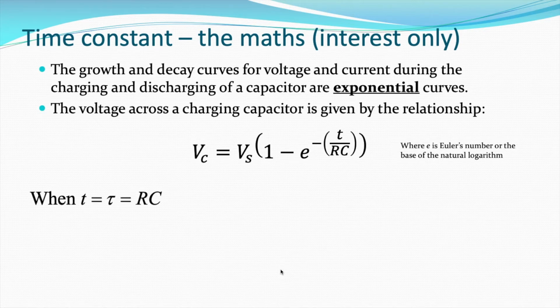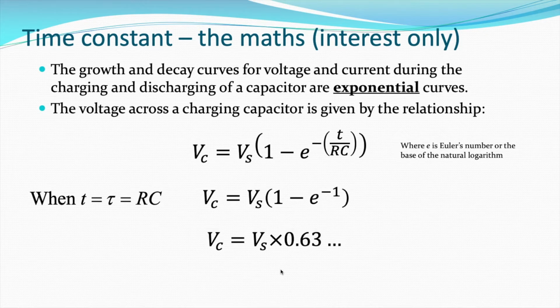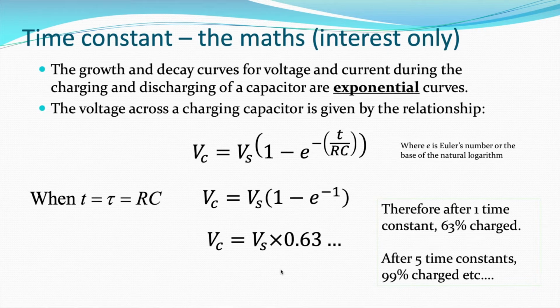When t equals RC, if we substitute RC into that relationship for t, we get RC over RC, which is 1. Then if you do 1 minus e to the power of minus 1 on your calculator, you will get 0.63. So the voltage across a capacitor will be 0.63 times the supply voltage after 1 time constant. So after 1 time constant, it's 63% charged. After 5 time constants, if you substitute in 1 minus e to the power of minus 5, you'll get 99% charged, and so on.